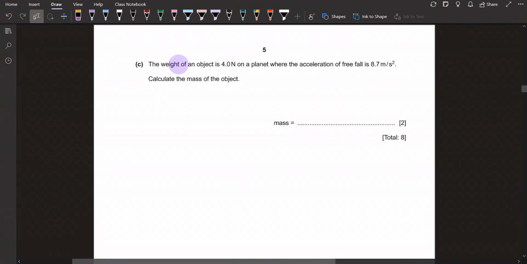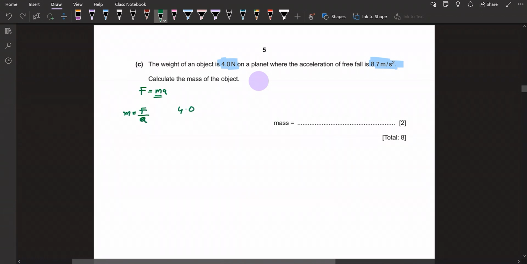Part C says the weight of an object is 4 Newton on a planet where the acceleration of free fall is 8.7 meters per second square. Calculate the mass of the object. So we have to calculate mass, and we're given F and a. So we know the formula we have to use. We have to use F equals ma. We are given F, we are given a, so we have to make m the subject. So m equals F divided by a.